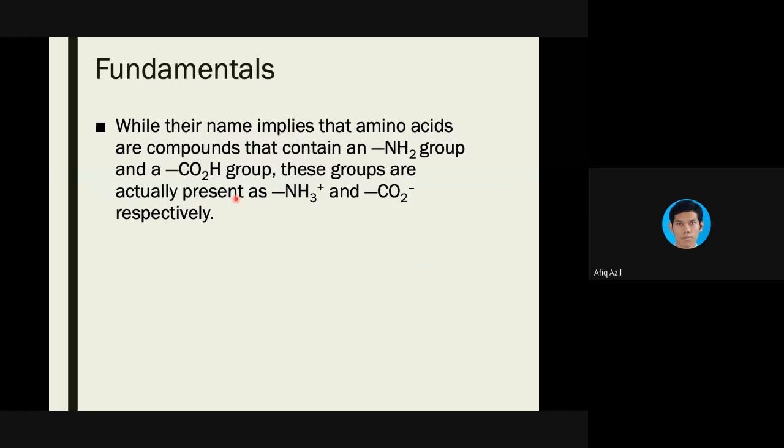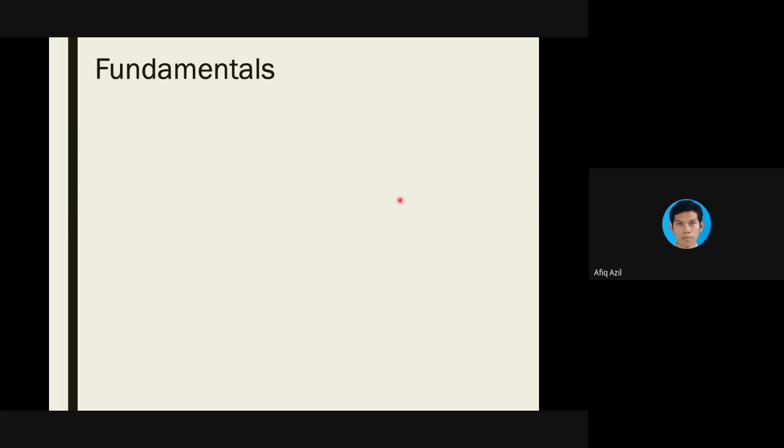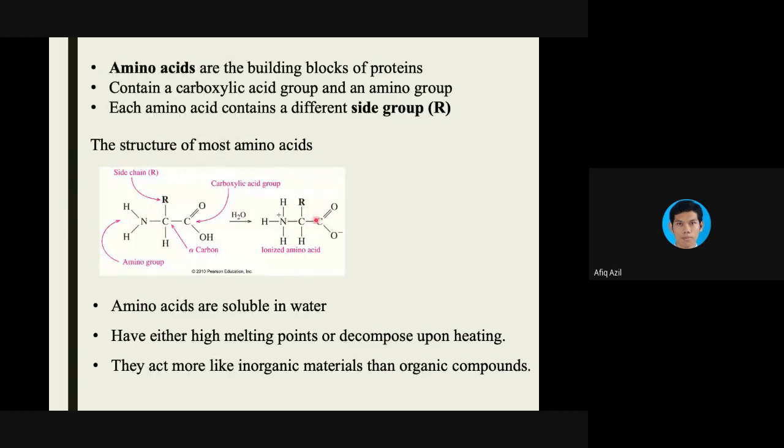So while their name implies that amino acids are compounds that contain an amino group and a carboxyl group, COOH, these groups are actually present as NH3+ and COO- respectively, meaning like this, okay, it will exist as ionized amino acid because in our body there will always be water. So instead of always being in this form, it will get ionized into this so-called amino acid structure.